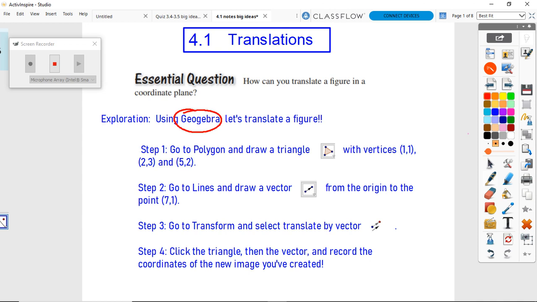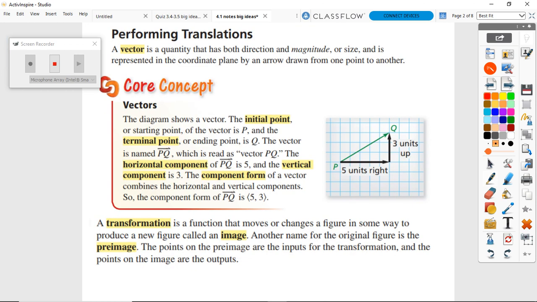So the first section of the chapter is 4.1, titled Translations. And a translation is just a slide. So we're going to slide to the left, slide to the right. Everybody clap your hands. So that kind of stuff. All right? So to perform a slide, or as we call it here, a translation, we're going to use a vector. Now, what is a vector?